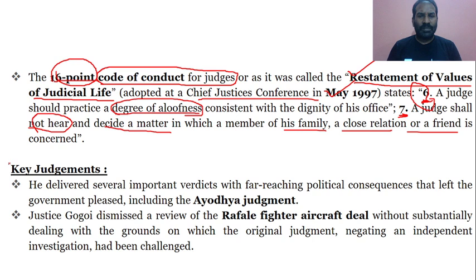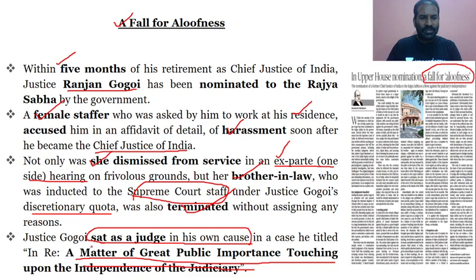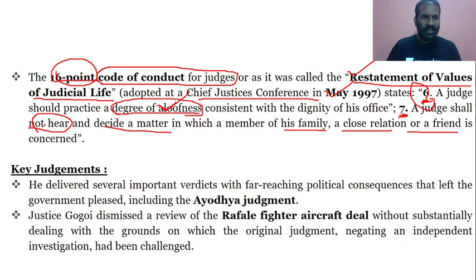So taking into consideration the way Ranjan Gogoi agreed to be nominated as a Rajya Sabha member, not being aloof, not maintaining a degree of aloofness, he was nominated within 4 to 5 months. And then again, in the female staffer case, he himself sat as a judge. So these two instances in our discussion, which relate to the 16 point code of conduct for judges, point 6 and point 7, are very important. And this could again be a very important prelims question.